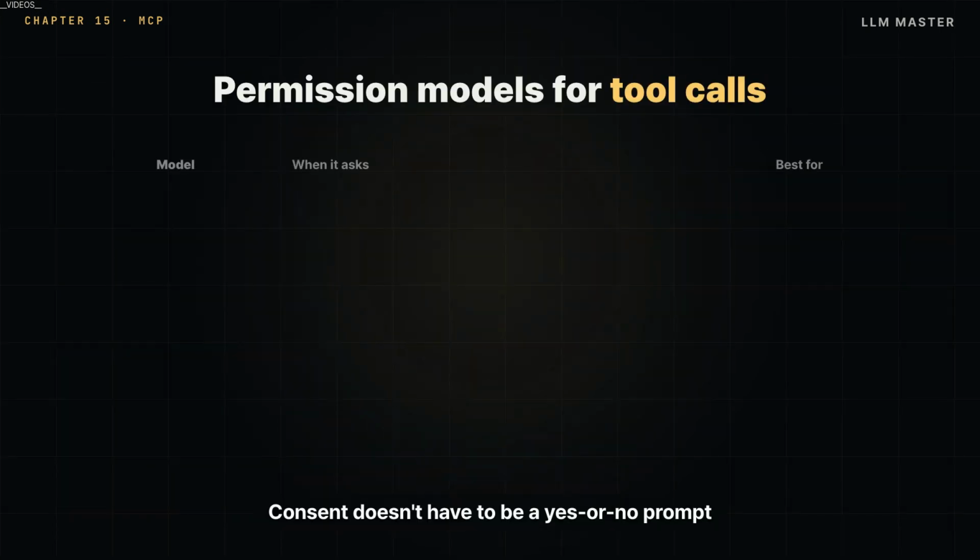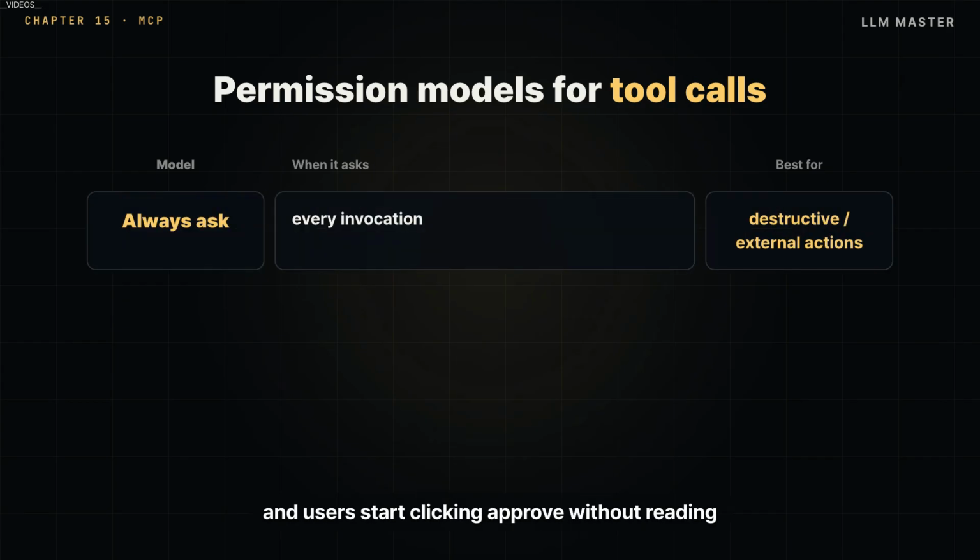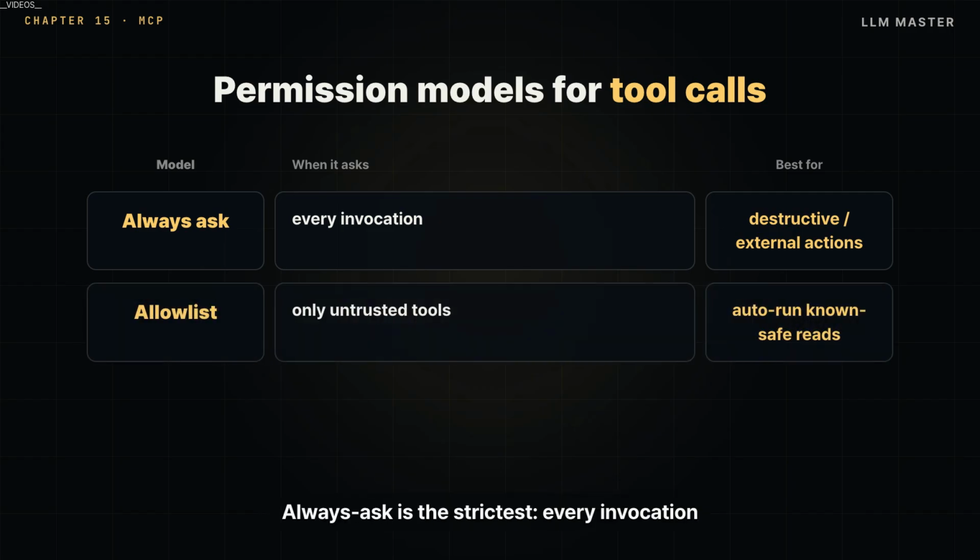Consent doesn't have to be a yes or no prompt on every single call. That gets exhausting fast, and users start clicking approve without reading, which defeats the whole purpose. So mature hosts offer a spectrum of permission models, and the right one depends on the blast radius of the tool. Always ask is the strictest. Every invocation stops for approval, and you want it for destructive or external actions.